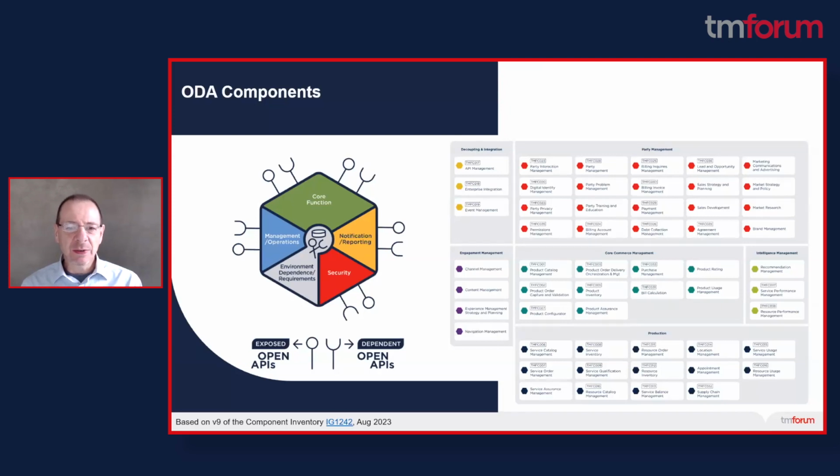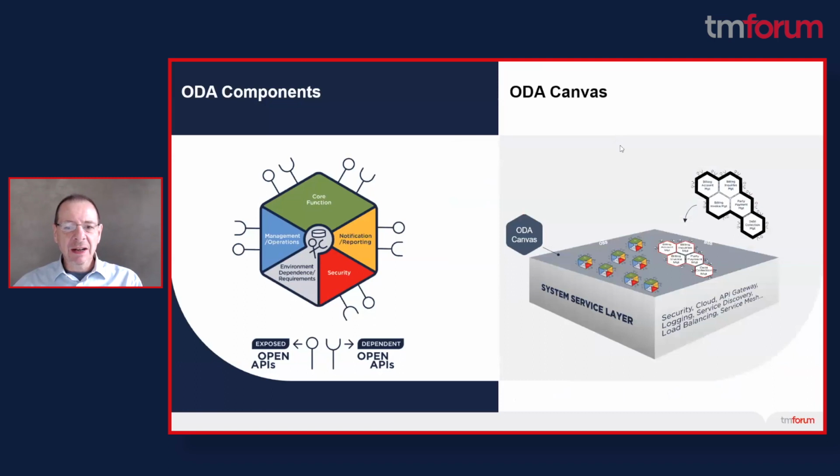But you see also the other parts of the hexagon, the other colors. These represent the supporting functions, which relate to things like security and observability and other management functions. So managing the software in a cloud environment. And that's where the Canvas comes in. So the Canvas is the runtime environment for the software components. It provides common services for all of the components, things like managing security and party roles, those kinds of things.